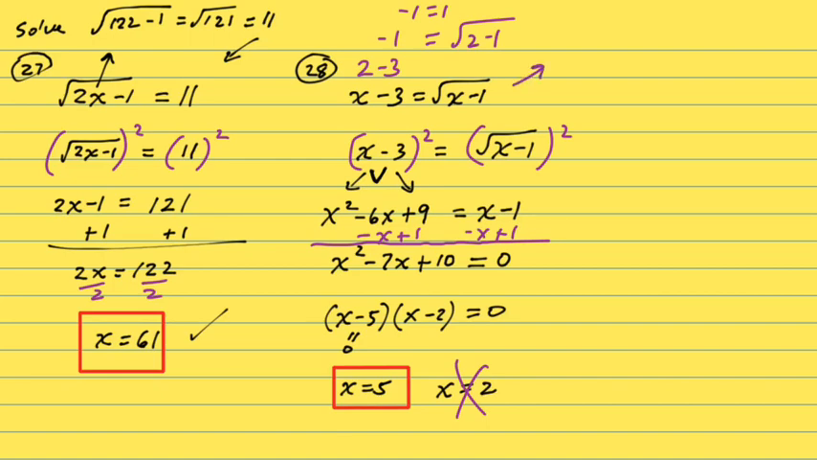If you put 5 in, what's 5 minus 3? And what's 5 minus 1? Well, 5 minus 3 is 2. That's radical 4. 2 does equal 2. So the only solution to this one is the answer of 5.